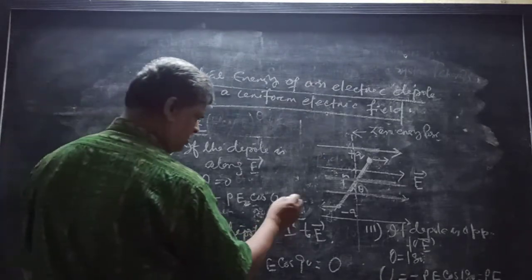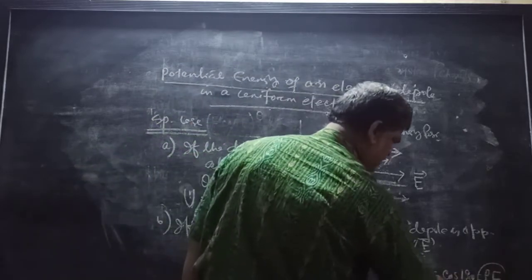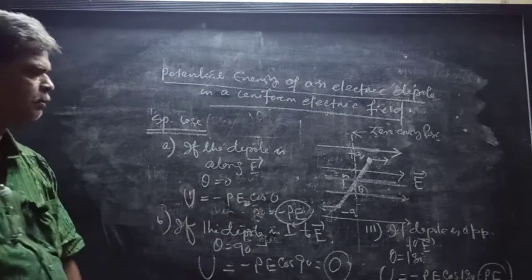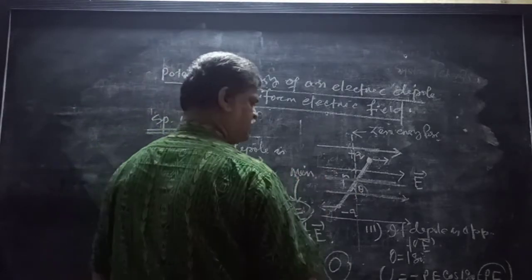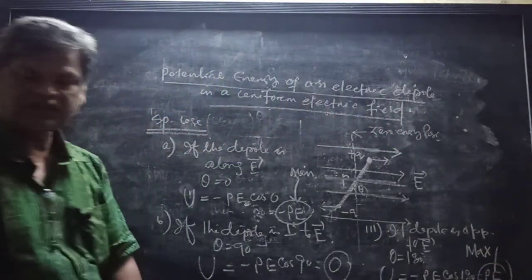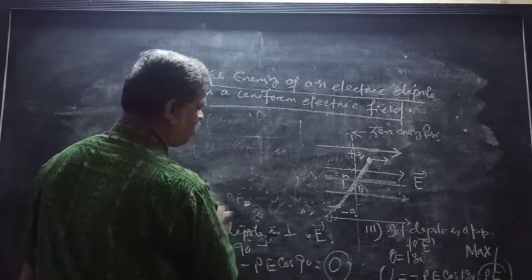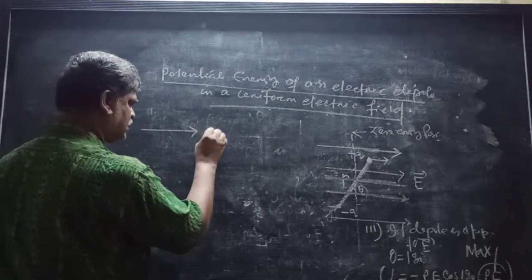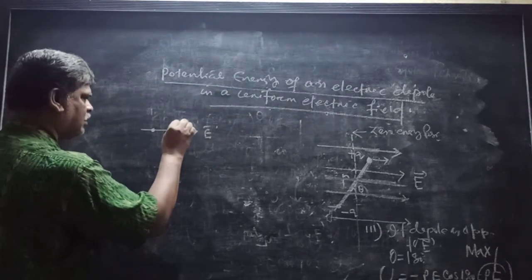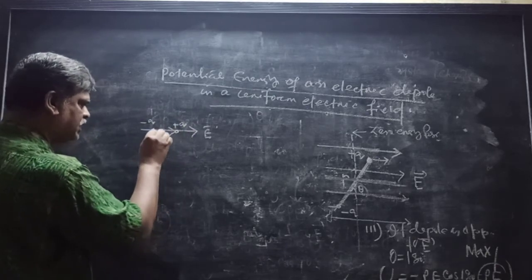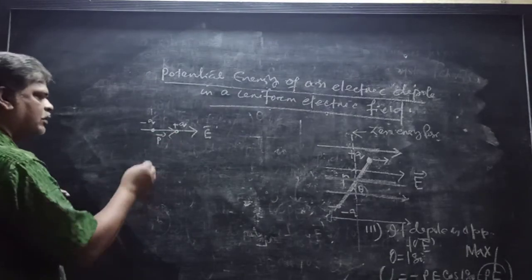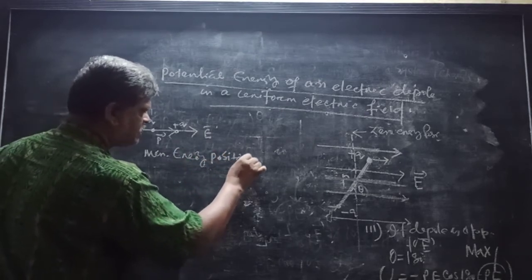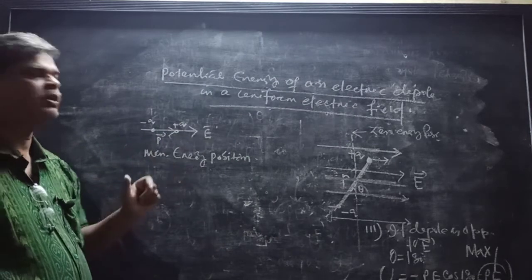So here the potential energy is minus PE, here it is 0, and here it is PE. So this is the minimum value, this is the maximum value, and this is the zero position. Which one is the minimum position? If the dipole is along the field, that is the minimum. See, this is your electric field, and we put a dipole along it, meaning this is plus and this is minus, because dipole moment is always along the direction from negative to positive. In this case theta is 0 and we call it the minimum energy position. In this case the dipole is in a stable condition.